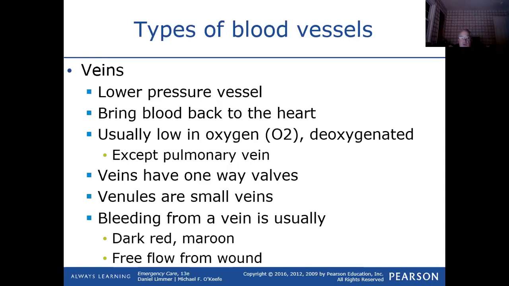Venules are the term for small veins, just like arterioles are the term for small arteries. Bleeding from a vein is usually dark red, not bright red, because the oxygen level is not high, and they describe it as maroon. Maroon is kind of a reddish purplish color. When an artery bleeds, it spurts. When a vein bleeds, it flows freely, as if you were turning on the faucet. It's just free flowing of fluids.